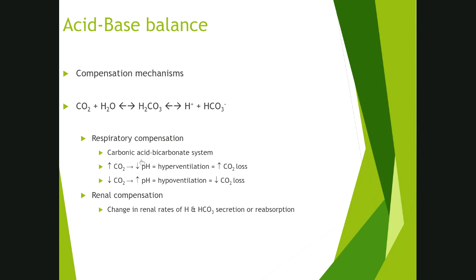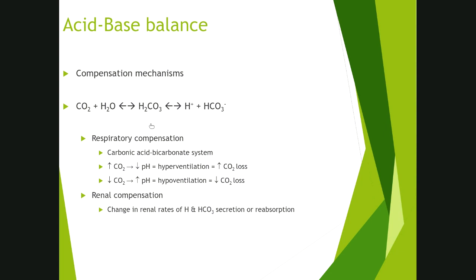So again, if we've got too much of this, we've got too many hydrogens. And in order to bring them back down, we need to decrease how much CO2 is in the blood. So we've got to breathe faster to get it out of the bloodstream. And that's going to decrease those hydrogens, and then that's going to fix that pH problem.